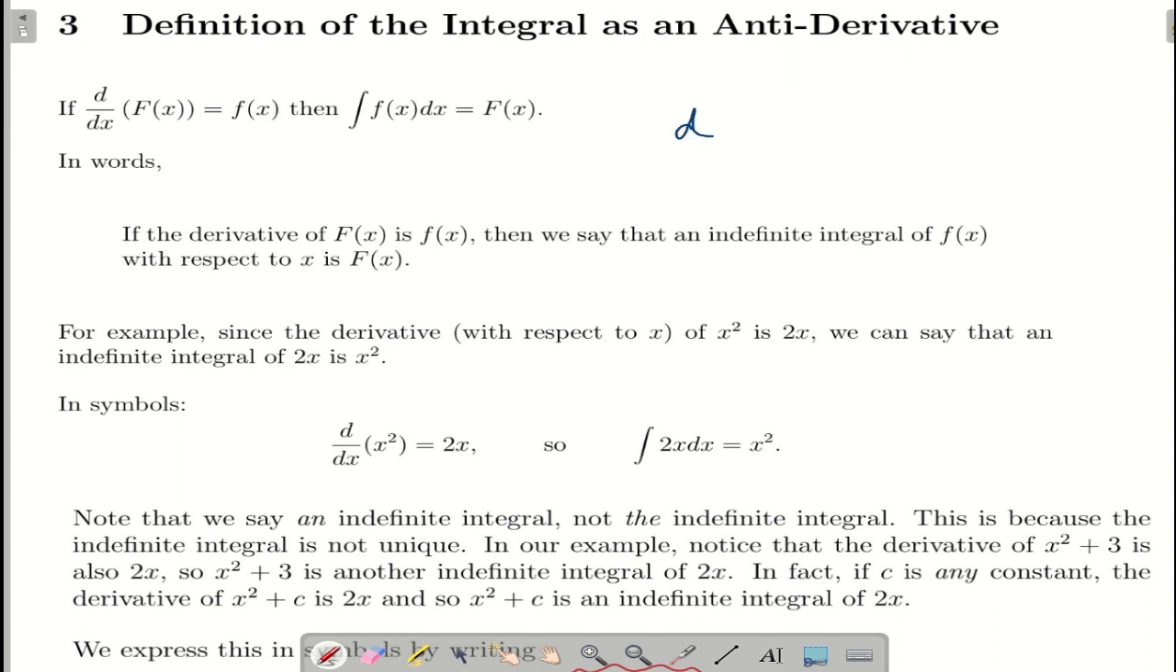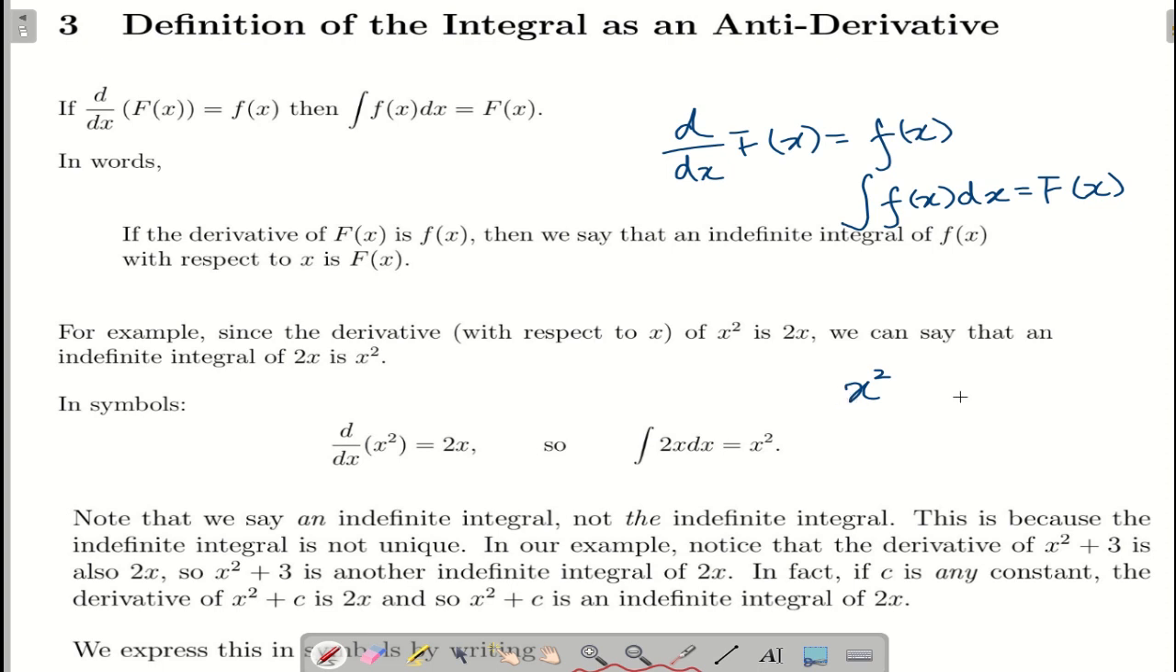And now we go to page 5, the definition of integrals as an antiderivative. If you have the derivative of a function capital F of x equal to some function small f of x, and if you take the integral of f of x with respect to x, you get back the capital F of x. For example, if you take the derivative of x squared, you get 2x, and then you integrate 2x, you get back x squared.